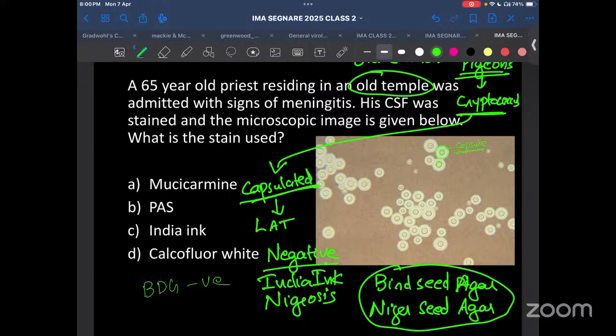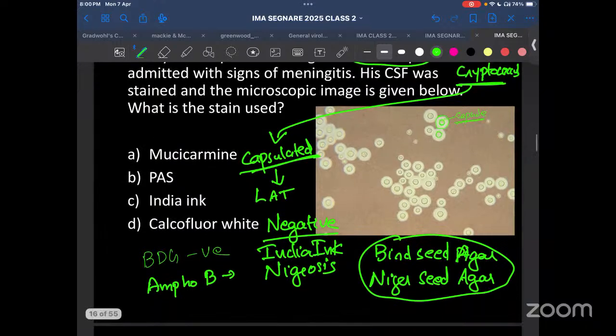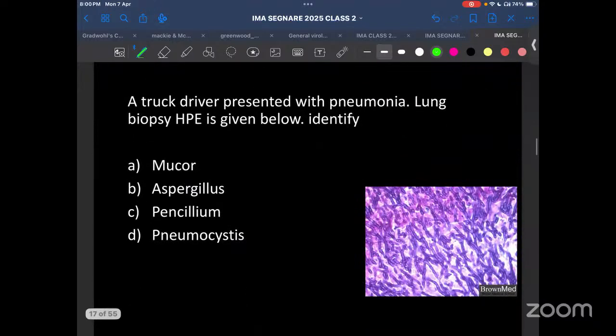Now the treatment is amphotericin B. So amphotericin B for CNS infections. Okay, for other infections we can give fluconazole, but for CNS infection we have amphotericin B. Okay, so now we move on to our next question.